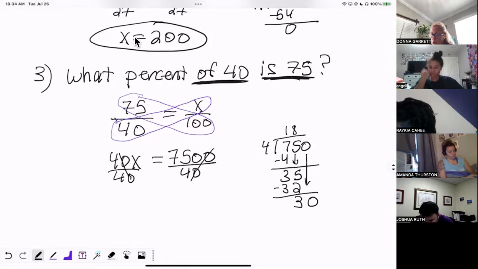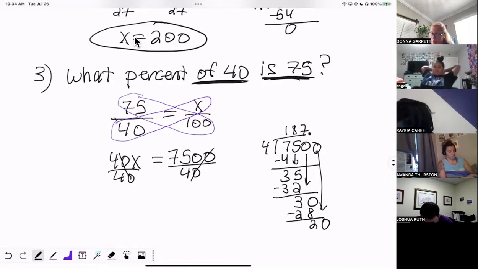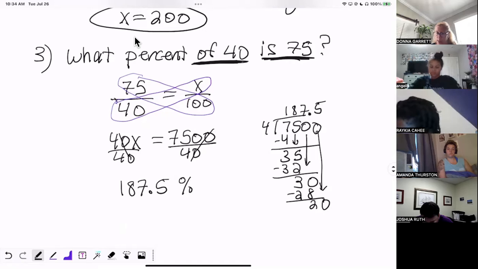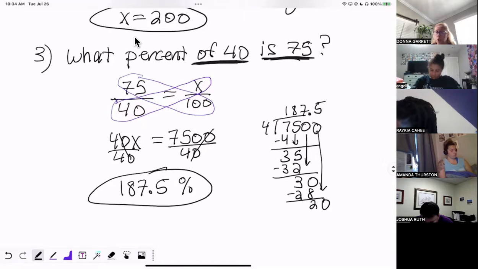How many 4s are in 30? Well, I said 32 was 8, so it has to be 7, which is 28. 2 left over. Now here's my decimal place, right? Bring down the 0, and 5. So my answer would be, now we were asking for what percent, so the percent would be 187.5%. And we knew it had to be bigger than 100 because our is and our of were sort of backwards.